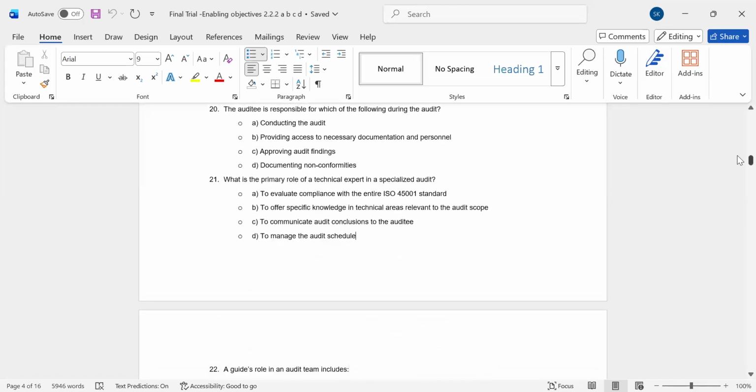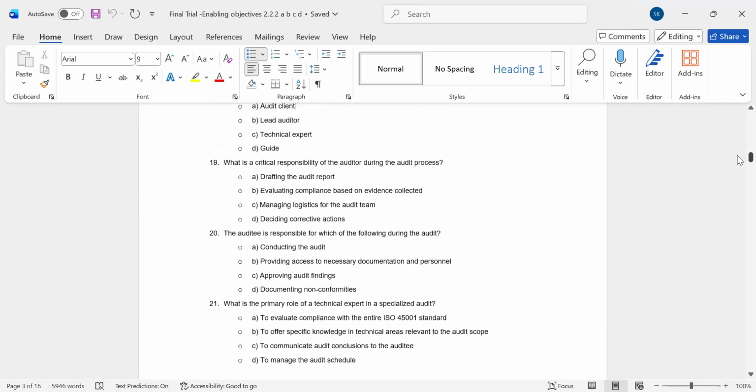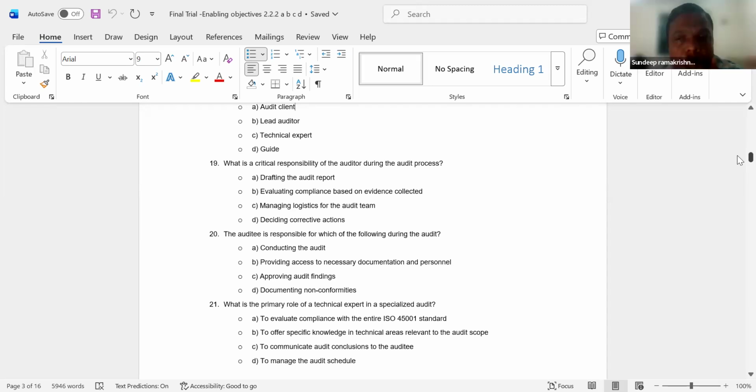Question number 19. What is the critical responsibility of the auditor during the audit process? A. Drafting the audit report. B. Evaluating compliance based on evidence collected. C. Managing logistics for the audit team. And D. Deciding corrective actions. B, evaluating compliance based on evidence collected, is a good answer. Any other answer other than B? B is correct.